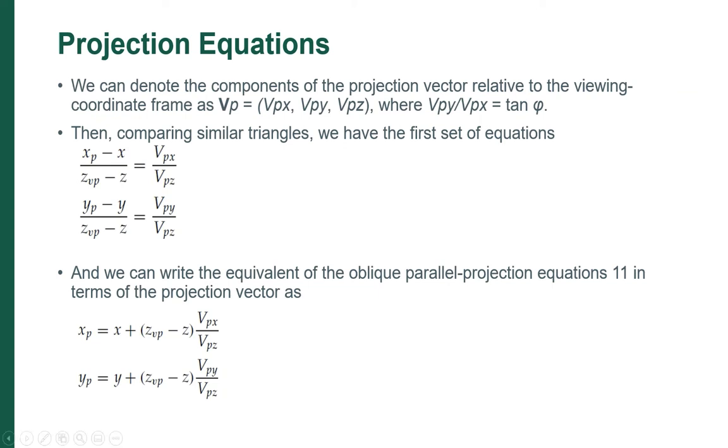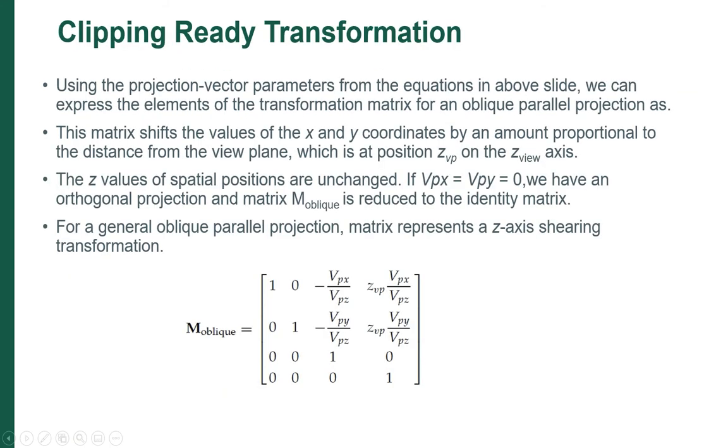Comparing the similar triangles, we have a set of equations from the previous ones. We can have these equations, and later we can equivalently write these as xp is equal to x plus zvp minus z multiplied by vpx by vpz. Similarly for y. Here we use all those equations, but we can't easily make these parallel projections ready for clipping.